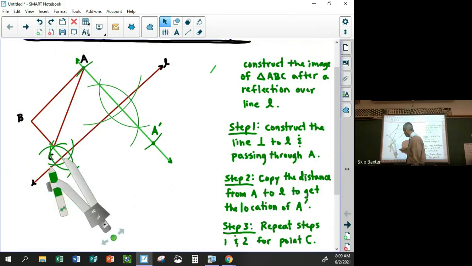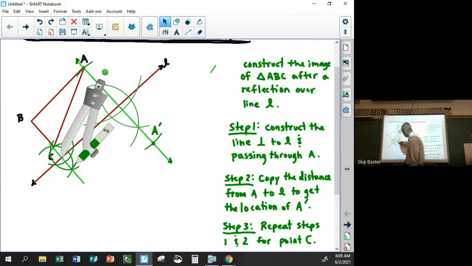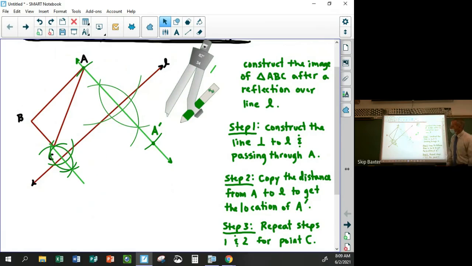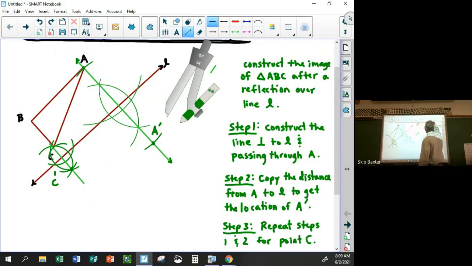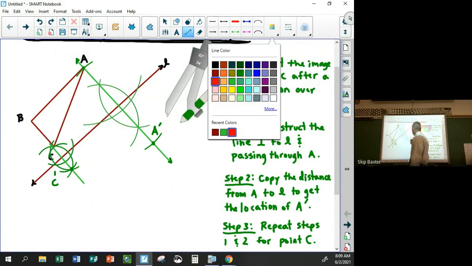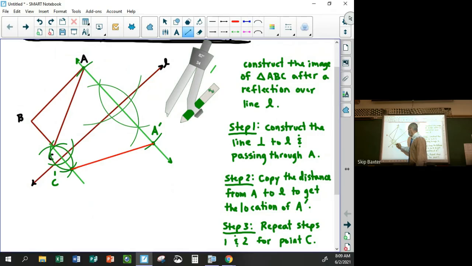Flip my compass around. This is looking a little sketchy. All right, so now this is the point C prime. So I can connect A prime and C prime, and I have one segment of my triangle done. So that segment right there is A prime to C prime.